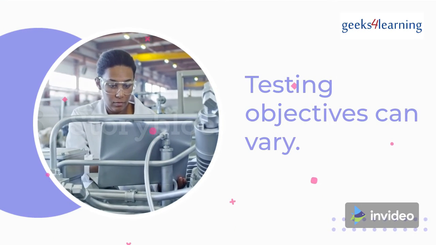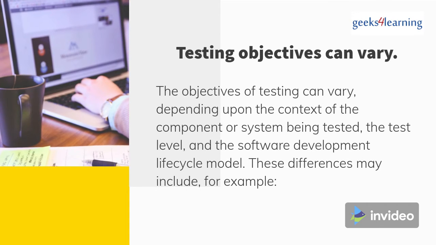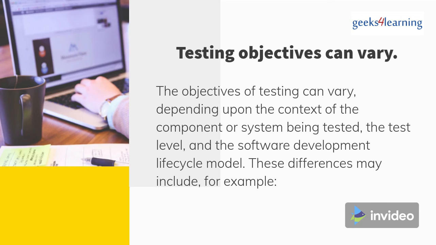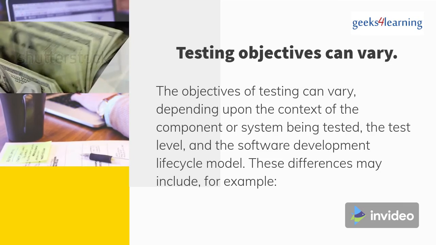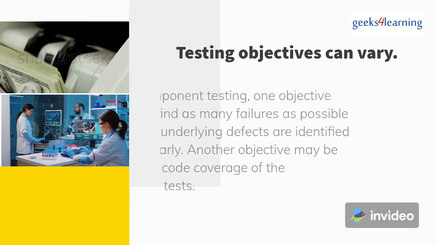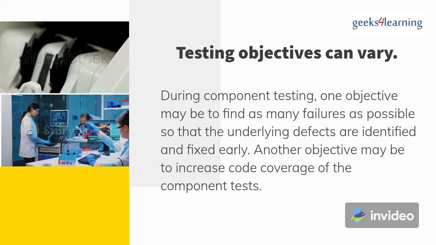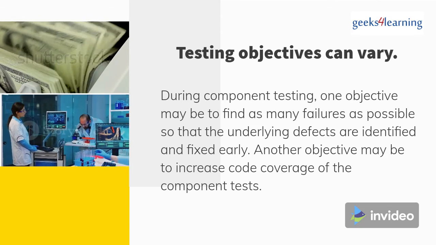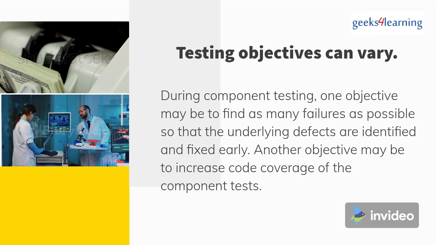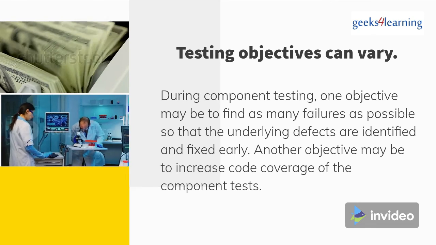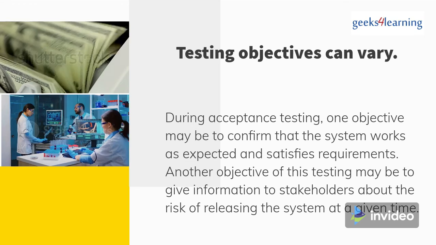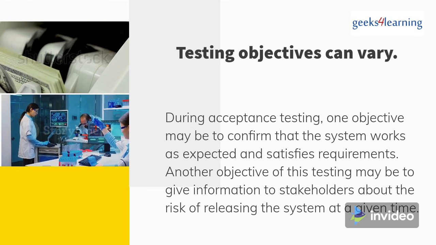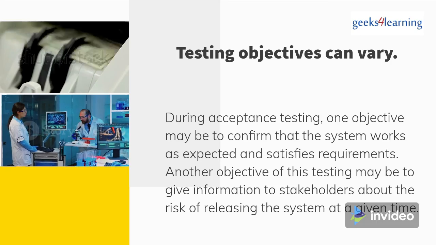Testing objectives can vary. The objectives of testing can vary, depending upon the context of the component or system being tested, the test level, and the software development lifecycle model. These differences may include, for example, during component testing, one objective may be to find as many failures as possible so that the underlying defects are identified and fixed early. Another objective may be to increase code coverage of the component tests. During acceptance testing, one objective may be to confirm that the system works as expected and satisfies requirements. Another objective of this testing may be to give information to stakeholders about the risk of releasing the system at a given time.